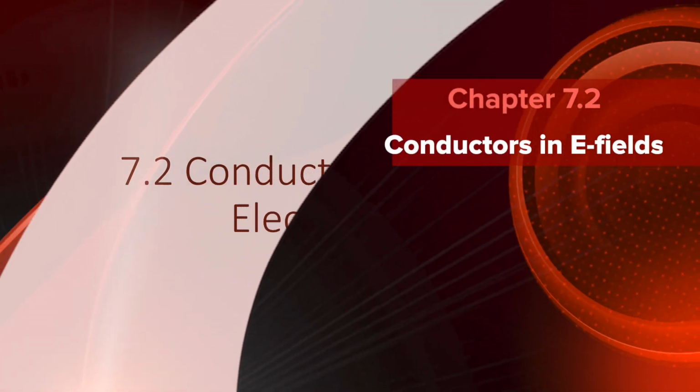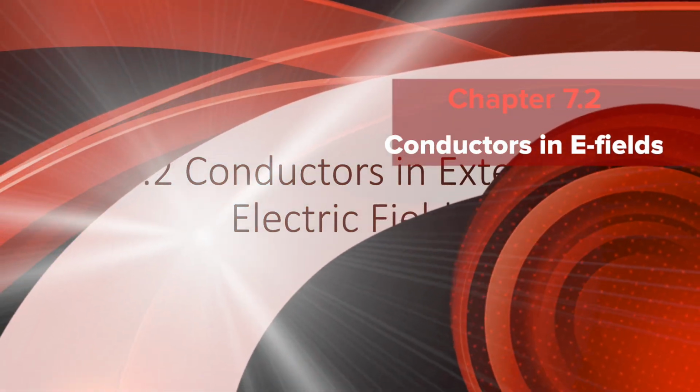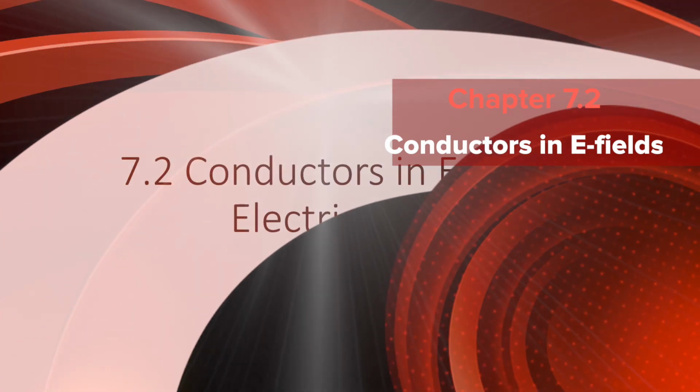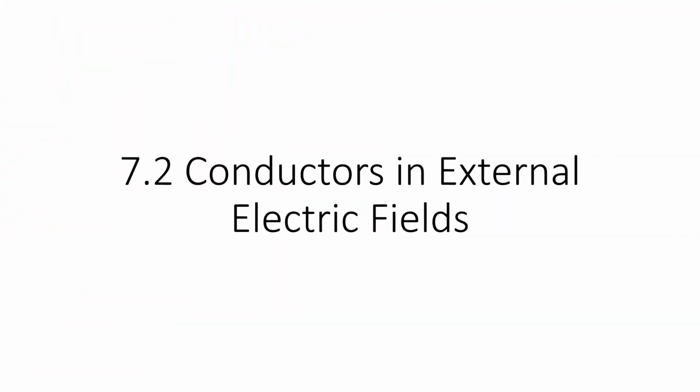Let us look at our first case, where we are going to see what happens when we put conductors of different shapes inside external electric fields. We are going to derive 5 rules, and all those rules are always and always going to be obeyed.